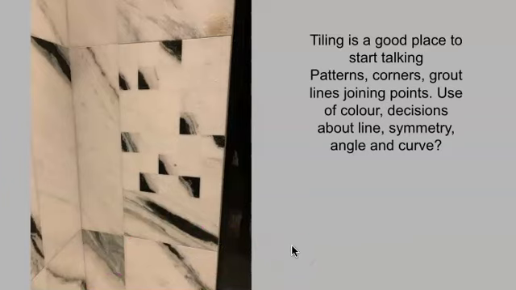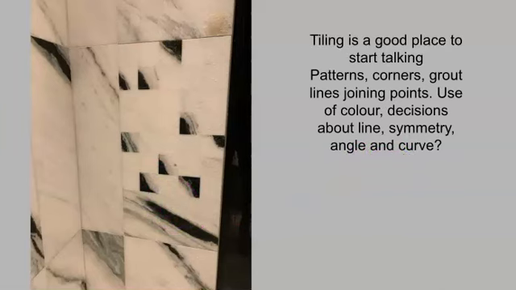the trade of tiling. Tiling is a very important thing. It's age old. It's all over the world. In Hong Kong, we love to tile our buildings even, and it can make a really big impression. I just want to talk about the patterns. There are lots of decisions that have to occur with tiling, and they really reflect the design principles in general. You have to think about patterns and corners and grout and lines and joining points, where the colour will be used, how it will be used, what texture is needed, what is practical, what is not practical, line and symmetry, angle and curve. It's all very, very important.